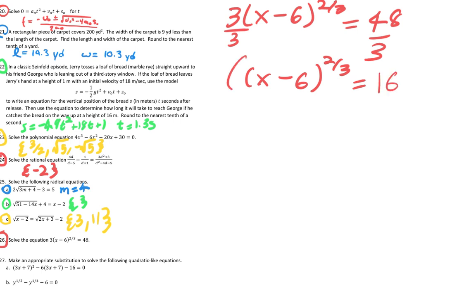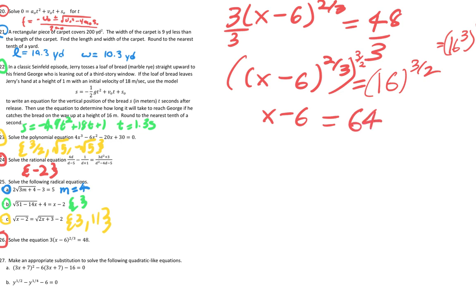So we want to do the inverse of 2/3. So we're going to do the 3/2, then to 3/2. So we're going to have x minus 6 on this side. Then we're going to have 16 to the power of 3/2, which you could also write as 16 to the 3rd to the 1/2, which is going to leave us with 64.